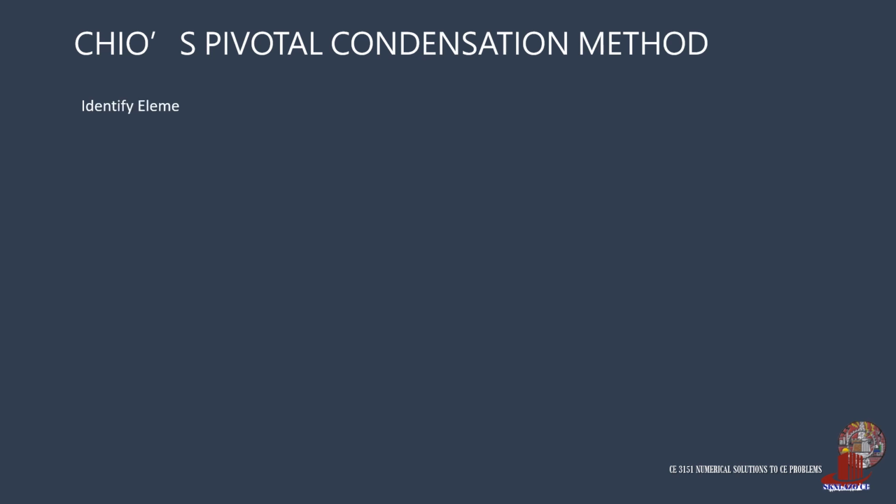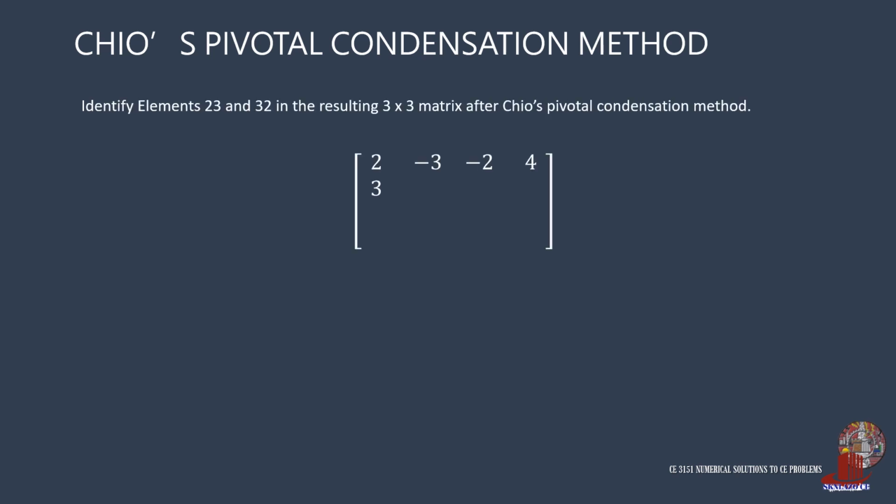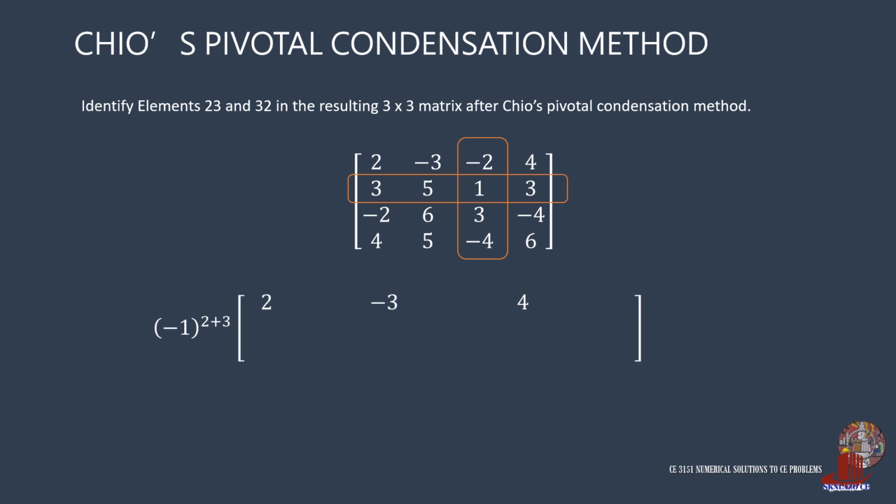The first task demands the use of Chio's pivotal condensation method. The condition in using this strategy is to look for an element valued at positive 1, and in the matrix, that would be element 2, 3. By covering the row and column intersecting element 2, 3, the other remaining elements can be taken as the first elements of the 3 by 3 matrix.